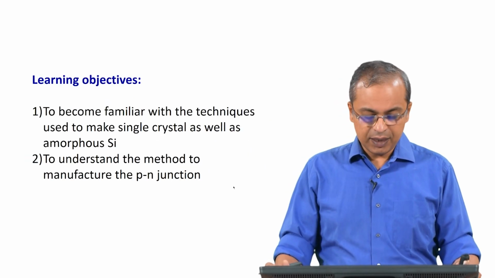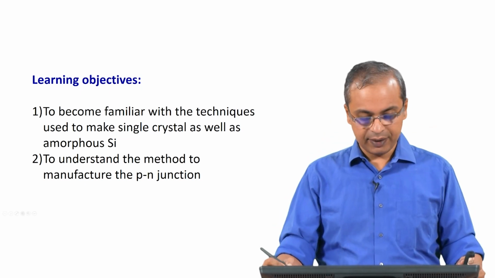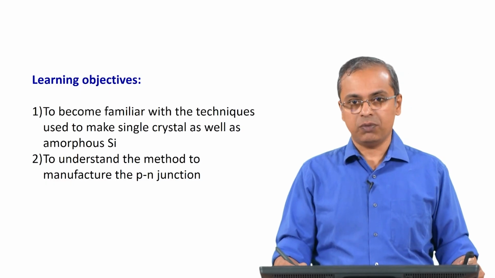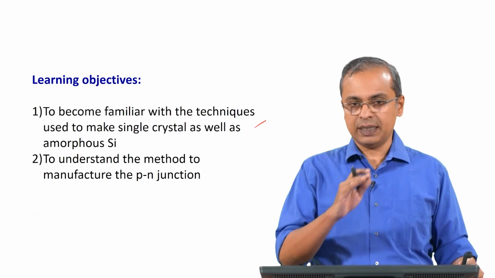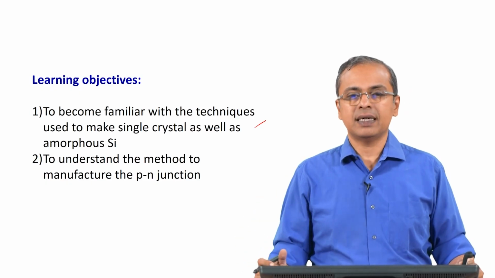So, our learning objectives for this class are to become familiar with the techniques used to make single crystal as well as amorphous silicon. So, that is our main objective. There are some specific techniques. It is a good idea to get a sense of what those techniques are.